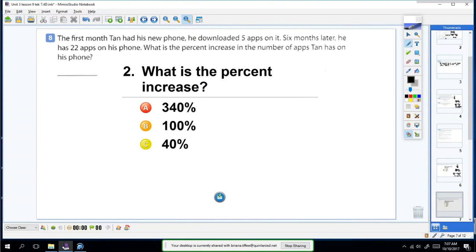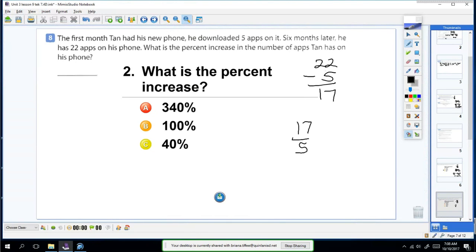All right, the first month Tan had his new phone, he downloaded 5 apps. 6 months later, he had 22 apps on his phone. What's the percent increase in the number of apps he started with? So again, you got to find the difference between the amount he started with and the amount he ended with. And 22 minus 5 is 17. So you have 17 over 5. The reason why it goes over 5 is because that's the original amount he started with.